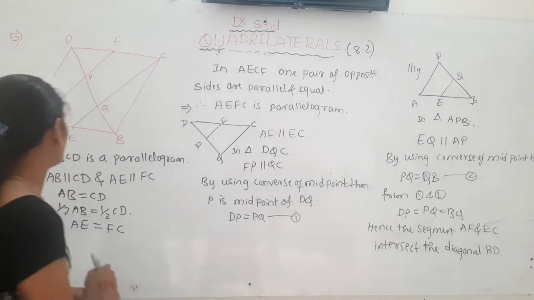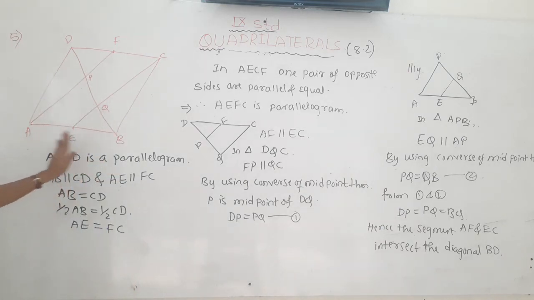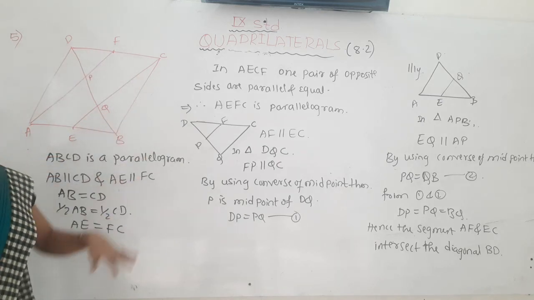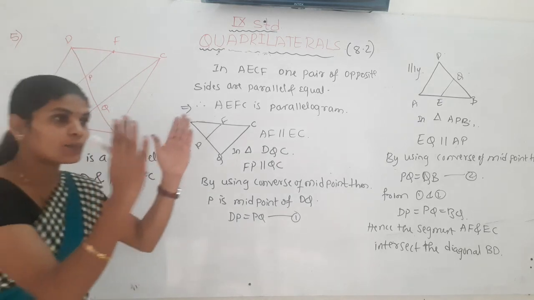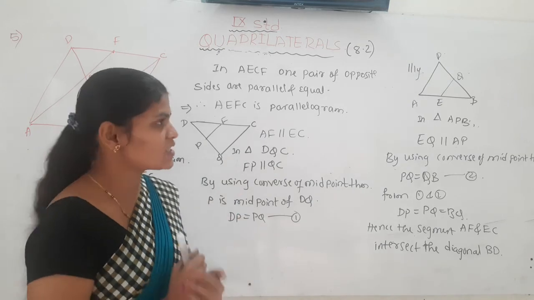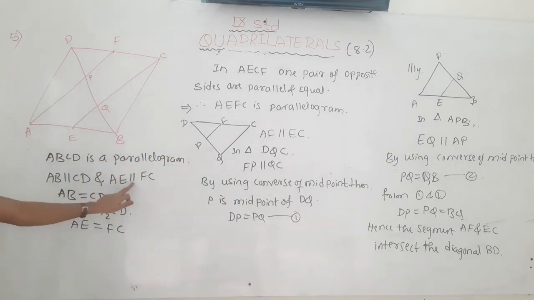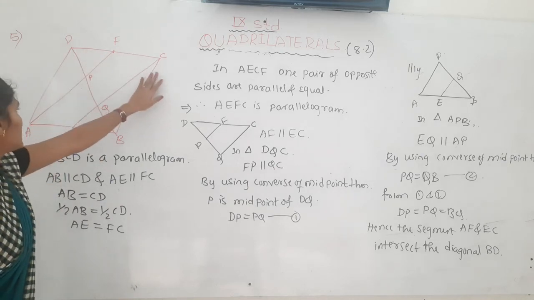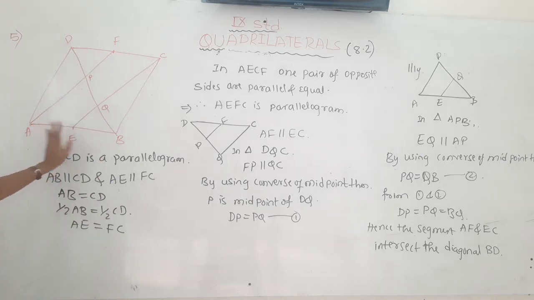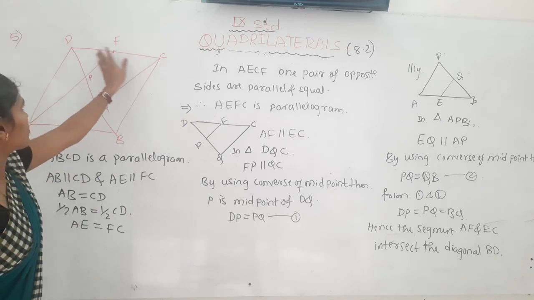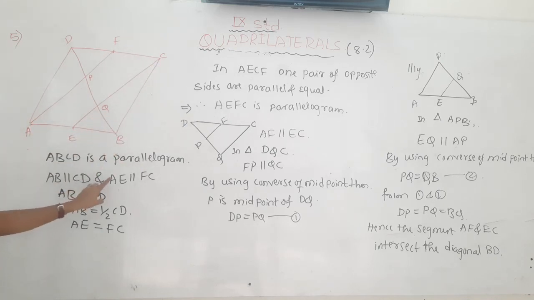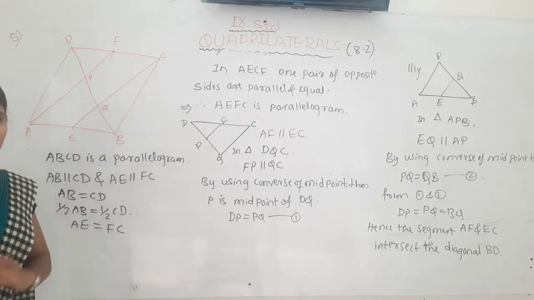Yes, okay. Comes here in the ABCD parallelogram, AB is parallel to CD. Why? Because in a parallelogram the opposite sides are equal as well as parallel. So AB is parallel to CD. And automatically AE is a part of AB, FC is a part of CD. So AE is parallel to FC also.